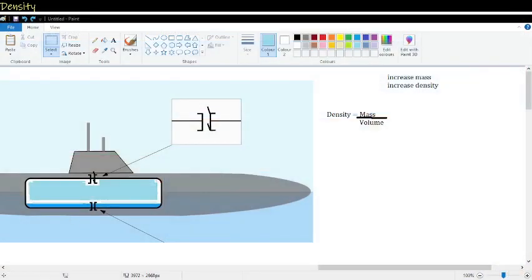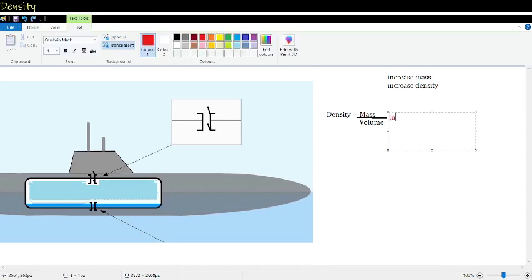And that's the concept why mass is at the top, because it is directly proportional. You increase the mass, you increase the density. Volume. Why is volume at the bottom? Because it is inversely proportional. It means if you decrease the volume, then you will increase the density. It's the opposite. Decrease the volume to increase the density.